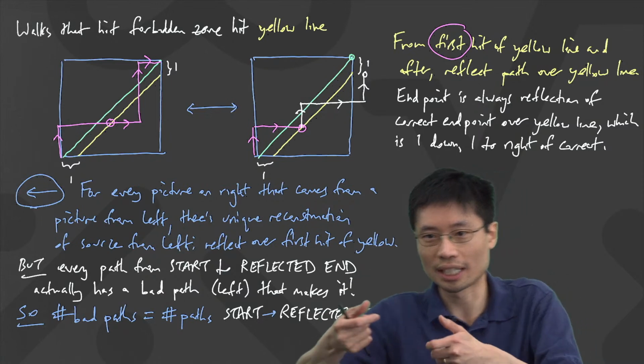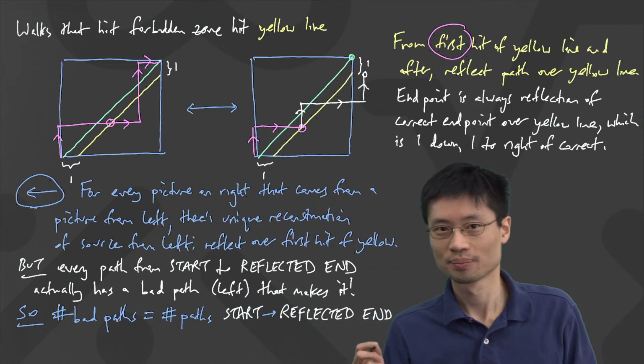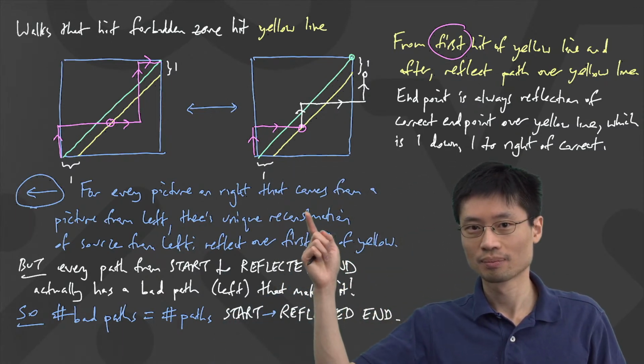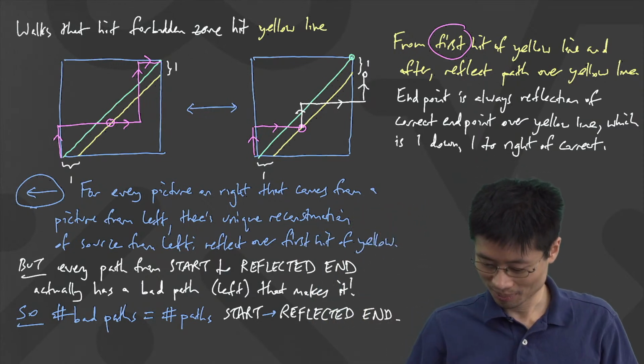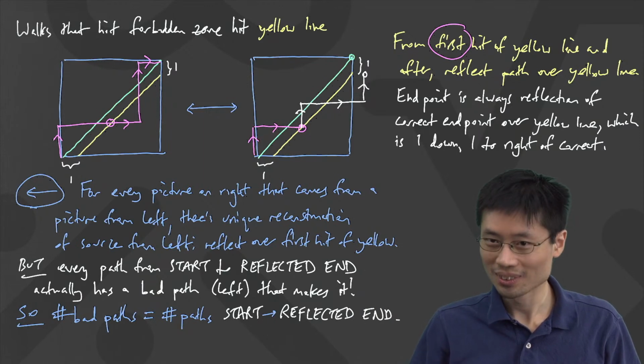I want to crystallize this a bit more. Jack? It looks like you have n plus 1 rights, am I right? Yeah. So it's like 2n total steps, so 2n choose n plus 1. Yes.